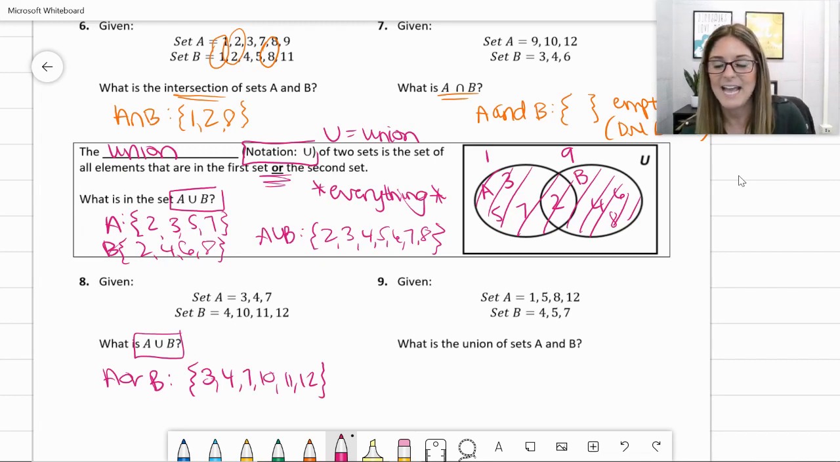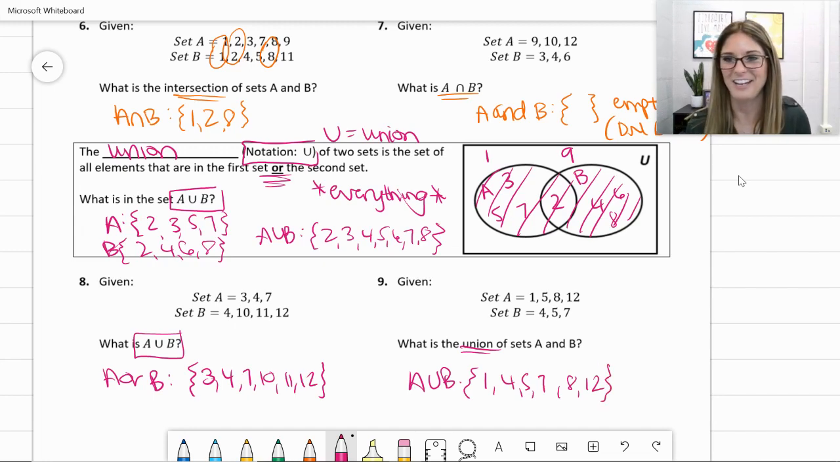Number 9, set A is 1, 5, 8, 12. B is 4, 5, and 7. What is the union, or A union B? Again, I want you to get comfortable with that notation. They have 1, 4, 5, 7, 8, and 12 that they now share together in their union.